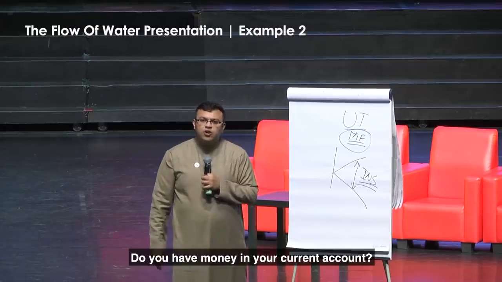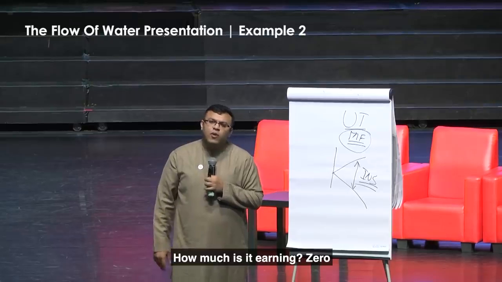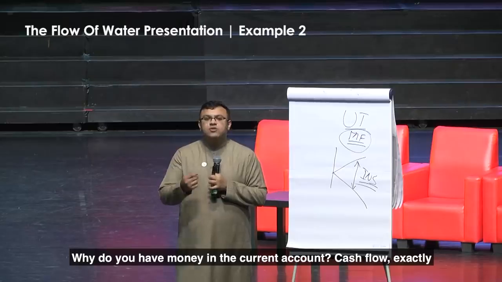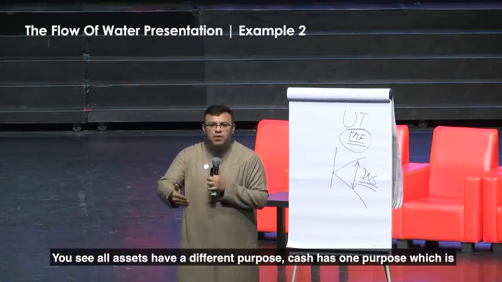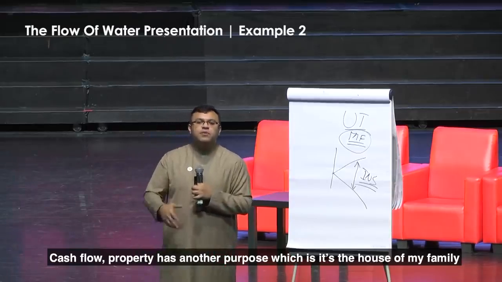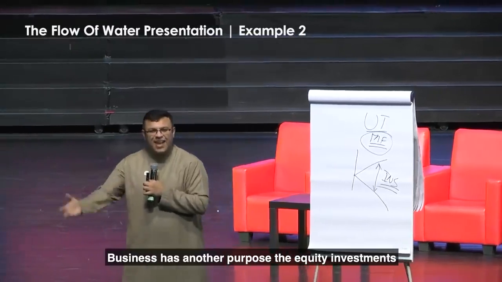Do you have money in your current account? Yeah. How much is it earning? Nothing. Zero. Why do you have money in the current account? For cash flow. Cash flow, exactly. You see, all assets have a different purpose. Cash has one purpose, which is cash flow. Property has another purpose, the house. It's a house for my family. Business has another purpose, the equity investments.